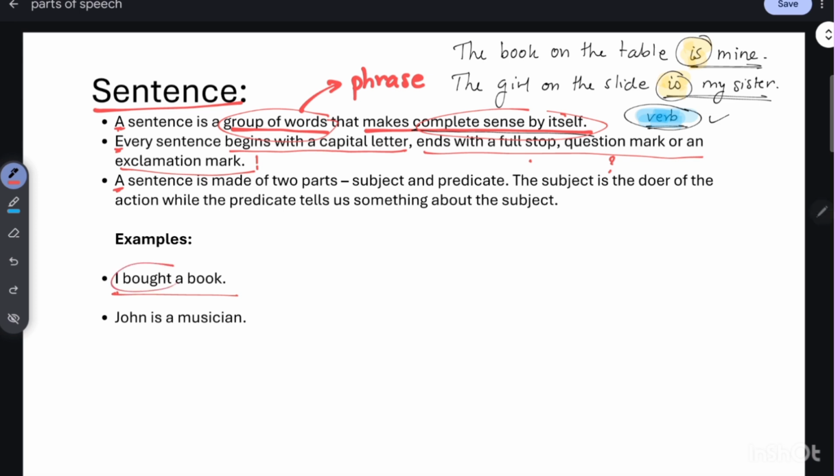Is there a verb? Yes, bought is a verb. So there is a verb also. Then what do we check? Is the first letter a capital letter? Is there a punctuation towards the end? Is there a full stop, question mark, or an exclamation mark? Yes. So this is a sentence.